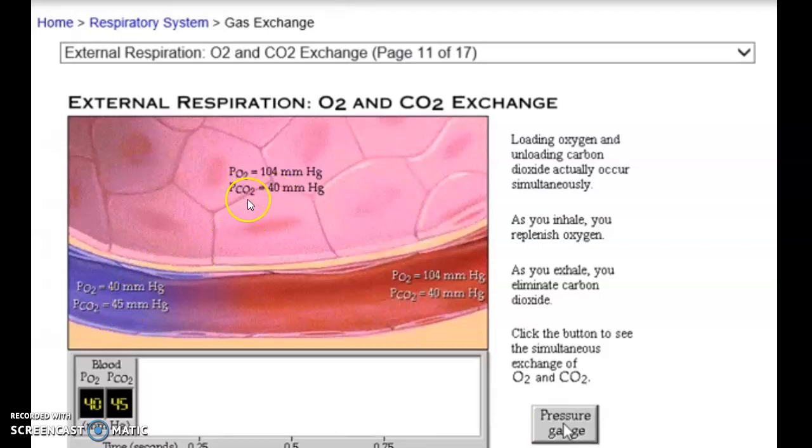But notice, because oxygen is much less soluble, I need a bigger pressure difference before it will actually move to equilibrium. Here, I have a pressure difference of only 5, so it's going to move, because carbon dioxide is very soluble. In other words, it moves from the fluid, the plasma of the blood, into the space of the alveoli very easily, where oxygen is not very soluble, so it needs more pressure gradient difference to be able to do that.